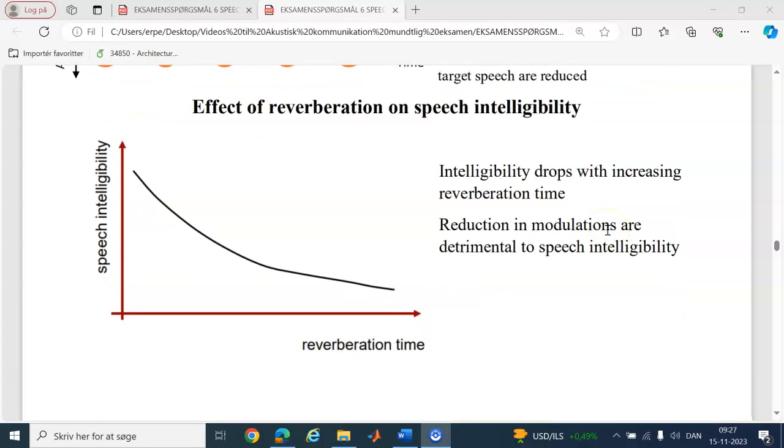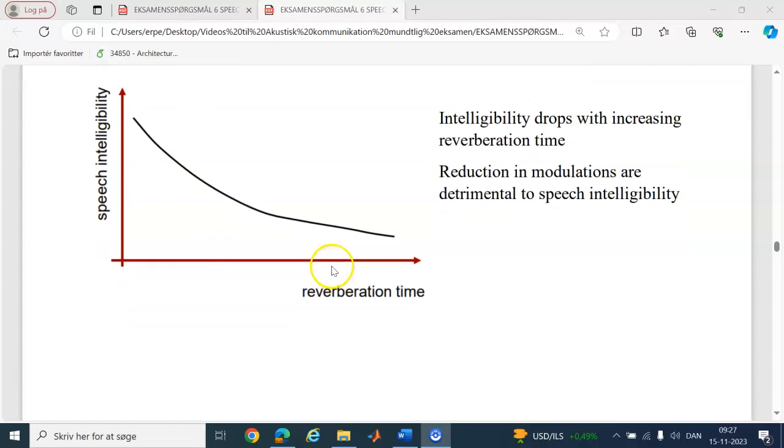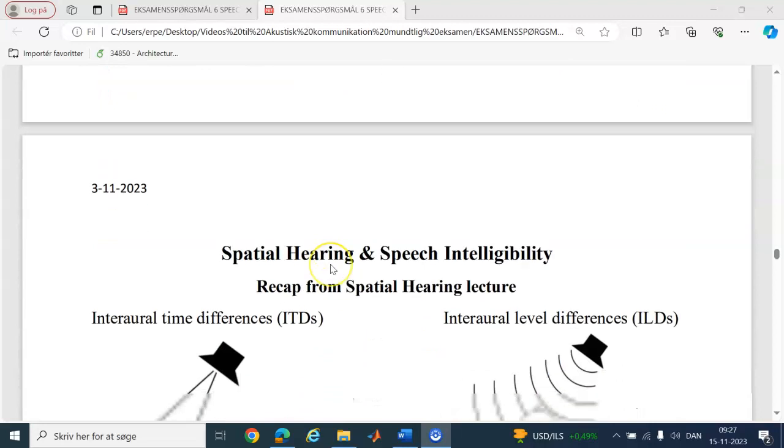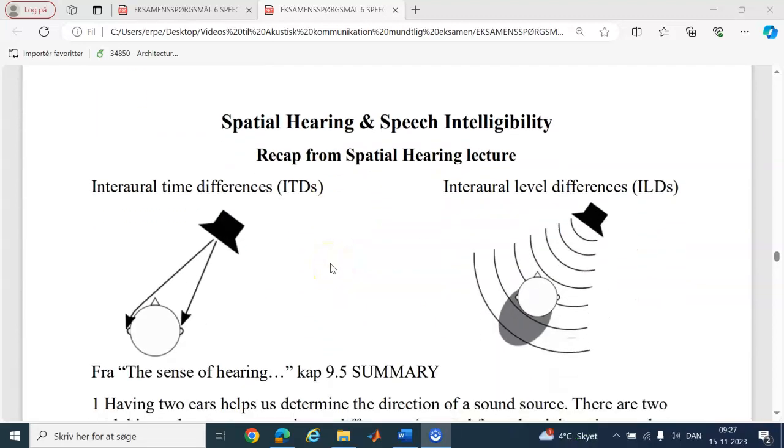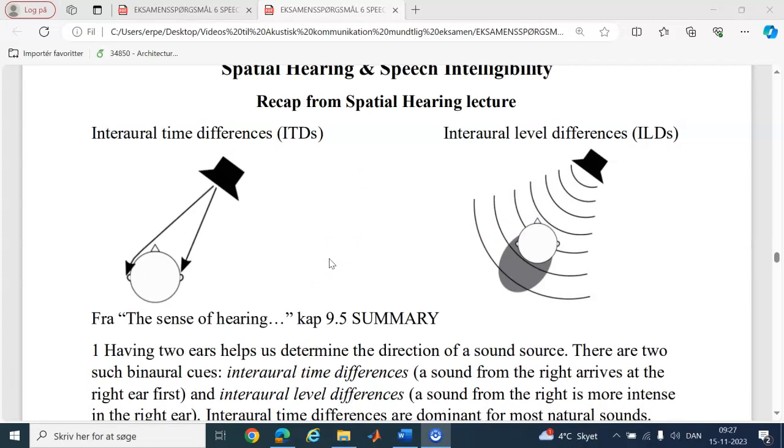You can also see on a graph that as the reverberation time increases, speech intelligibility decreases. Intelligibility drops with increasing reverberation time. Reduction in modulations is detrimental to speech intelligibility. So, a recap of speech hearing and speech intelligibility from the spatial hearing lectures.